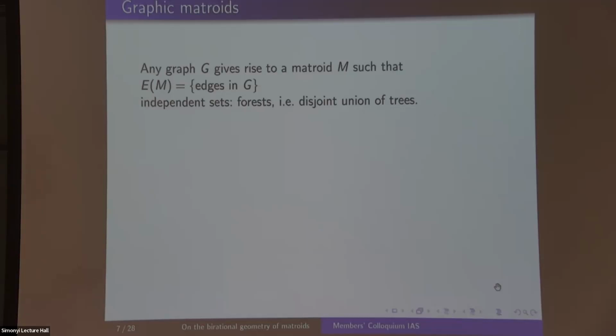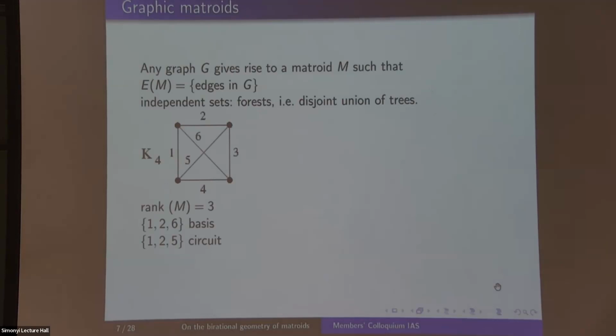by taking the edges. And then it's an easy exercise that you can recover the rank function if I tell you which subsets should be independent. And the independent subsets of the set of edges of a graph are just all subsets without cycles. So forests, which means disjoint unions of trees. So you cannot find closed cycles in these sets.